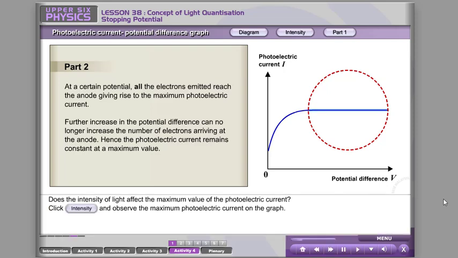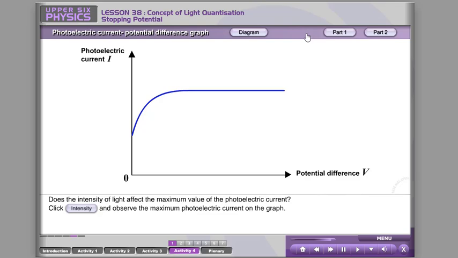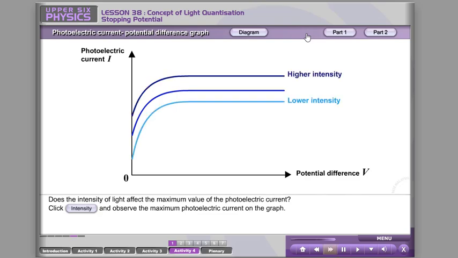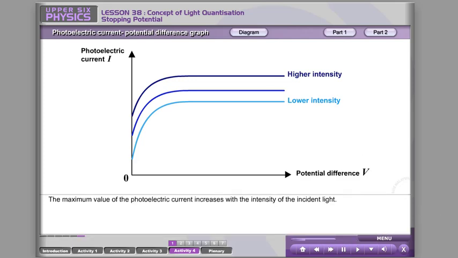Does the intensity of light affect the maximum value of the photoelectric current? Click the Intensity button and observe the maximum photoelectric current on the graph. The maximum value of the photoelectric current increases with the intensity of the incident light.